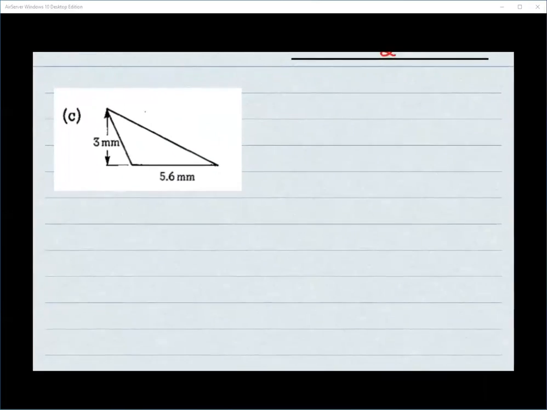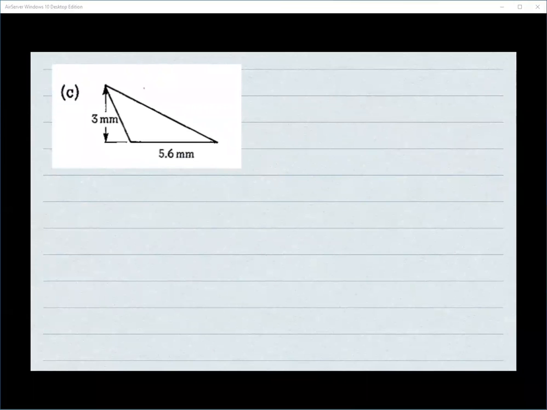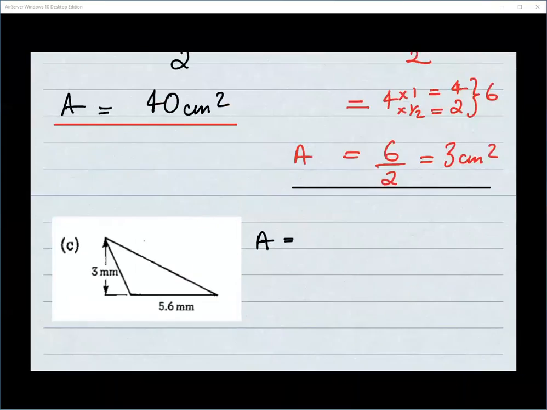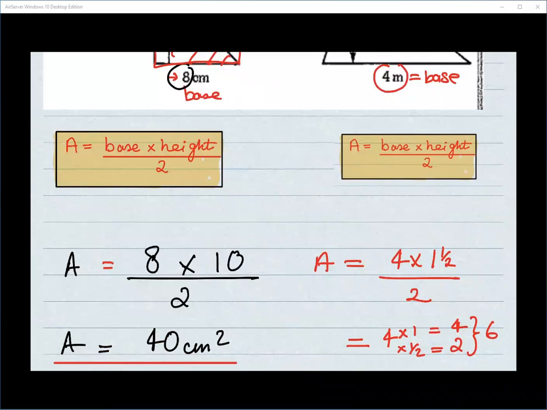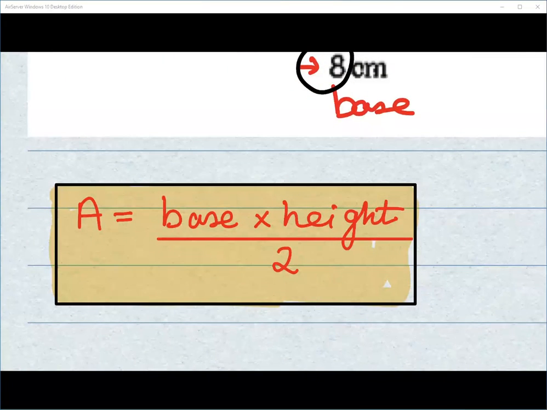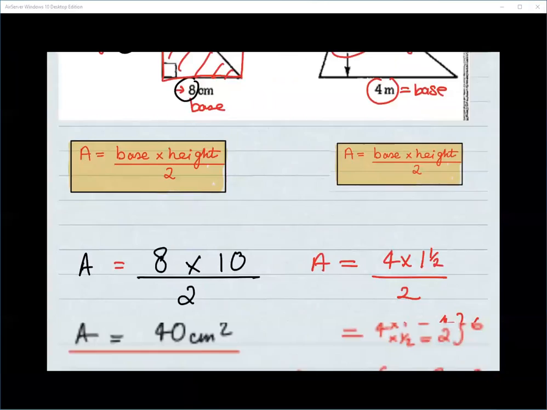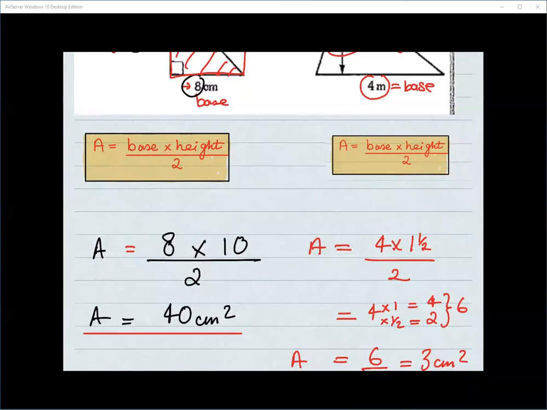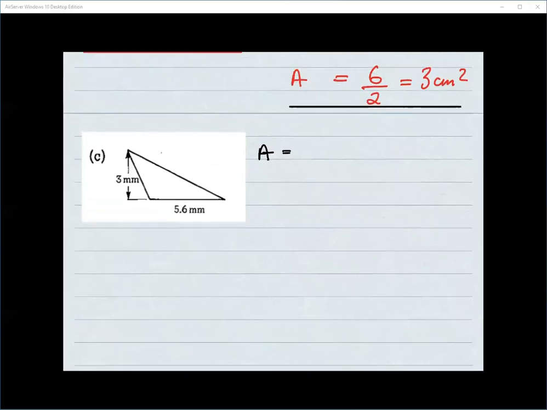Okay, Mr. Ibrahim, how do you work out the area of this triangle? You do 3 millimeters times by 5.6 millimeters. Okay, first of all, we must draw the diagram, which we've already given you. What's the first thing you write down before you've launched yourself straight into the calculation? What do we write down first? The base and the height. Not the base and the height. We write down the formula first. So copy. What is the formula?